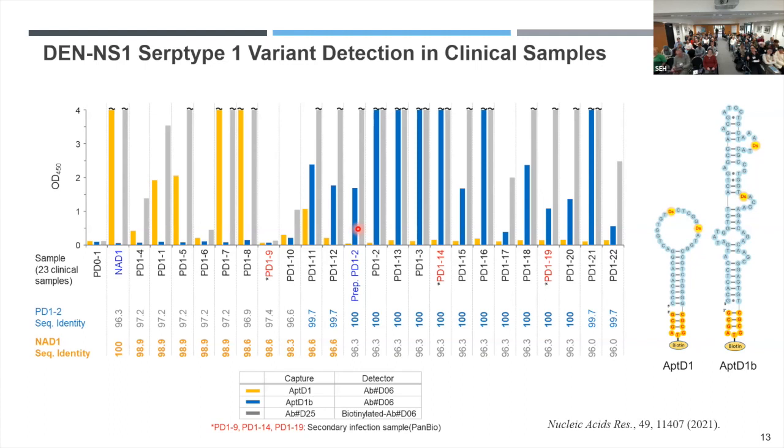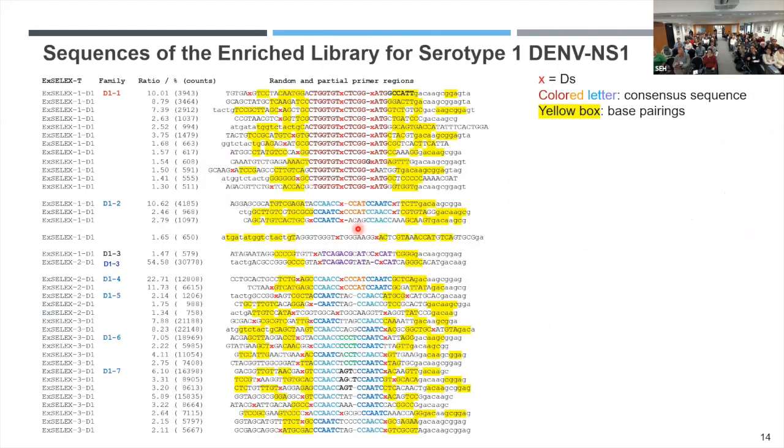Because a virus is always mutating, I have to make an aptamer every time. It's very difficult. So then we again check our enriched library. This is a serotype 1 enriched library. The important thing is that we always find some consensus sequence like this. That's why we categorize each family.